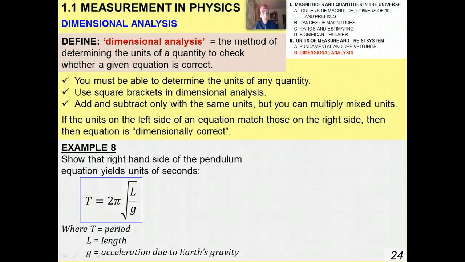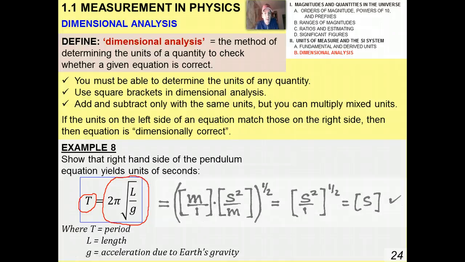But if this equation is indeed correct, it means that this whole bit of stuff on the right-hand side, when everything is said and done, after your calculation, the units had better work out to be seconds for all of this. Well, how do I know that? Well, because over here, the expression is giving you the period of a pendulum, and period is the time it takes for one oscillation or one complete back and forth motion of a pendulum, so it better be seconds.